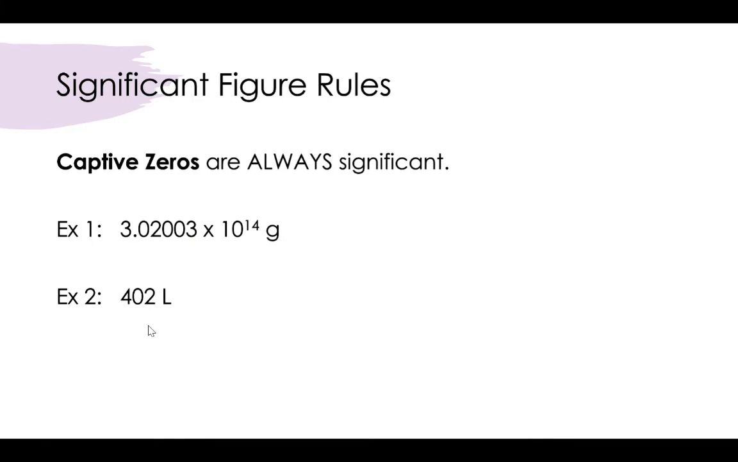Captive zeros are always significant. So whenever there's a zero in between 2 non-zero numbers, it will be a significant digit. So 3.02003 times 10 to the 14th grams has 6 significant figures. All of these digits are significant. There's no leading zeros, and all of the zeros are captive. And then the non-zero numbers are always significant. And same with here, 402 liters, that zero is captive. So all 3 of these digits are significant. So I would have 3 significant figures.